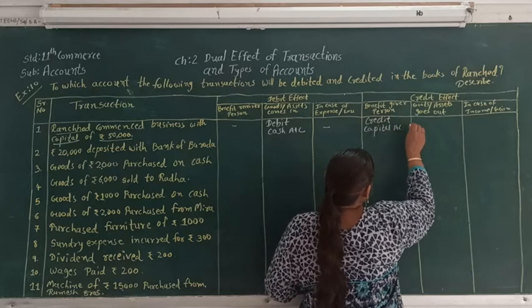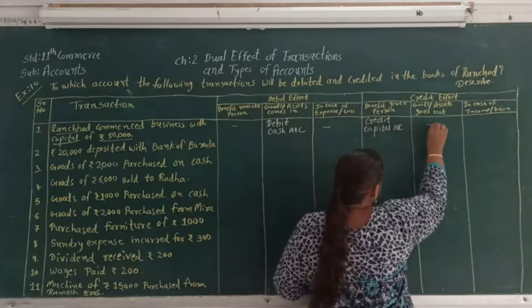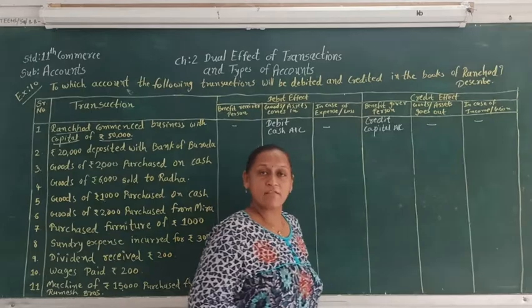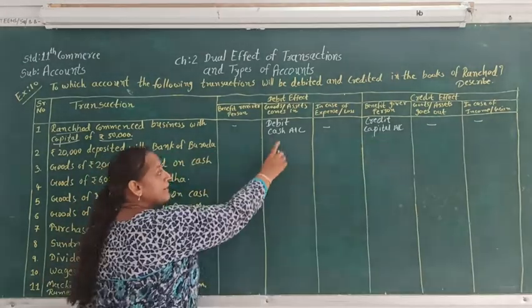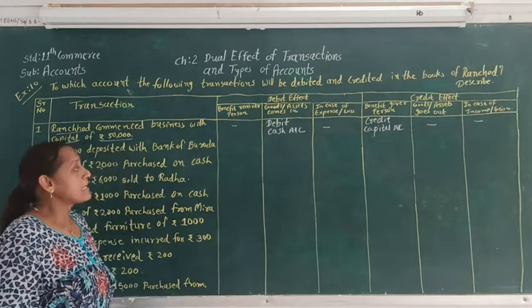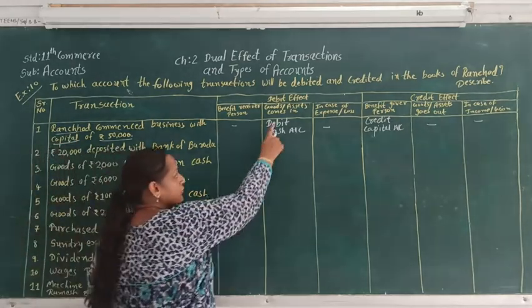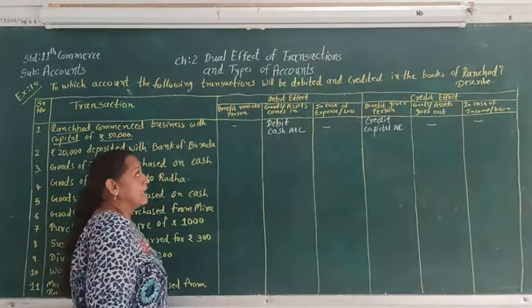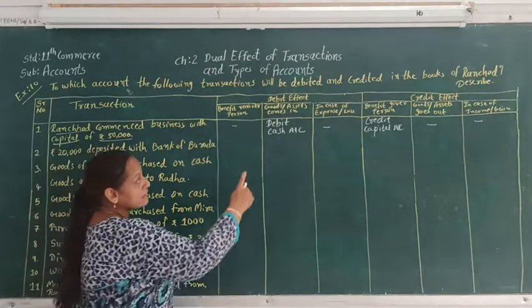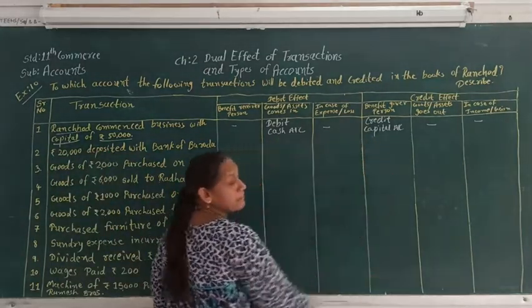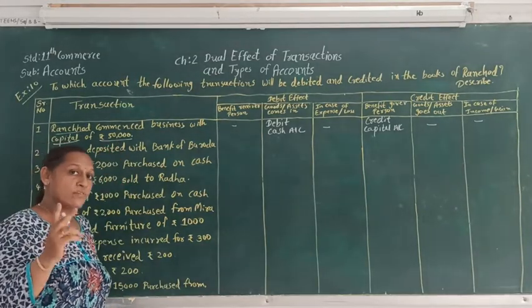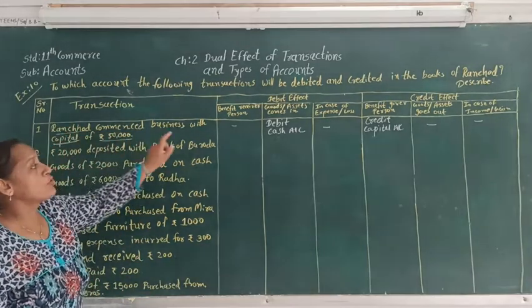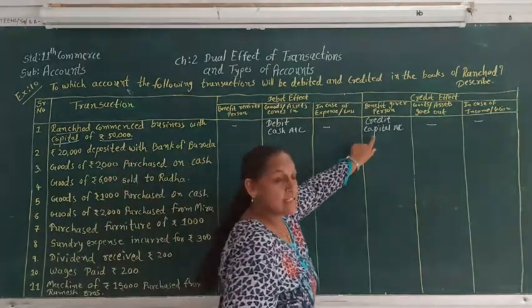And as we know, capital is the owner, the one who is bringing the capital, so it is a person account, and cash coming into the business is a real account. So we are going to write here in a goods or asset column, and here in a person column. So this is the two effects of one transaction. One is going to be debit and another is going to be credit.